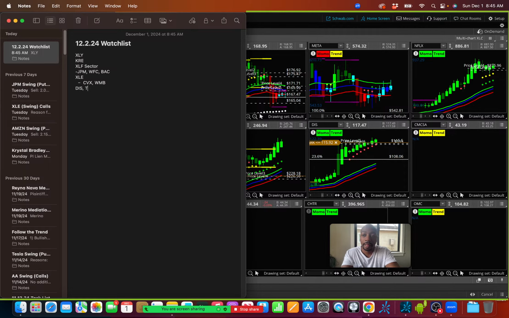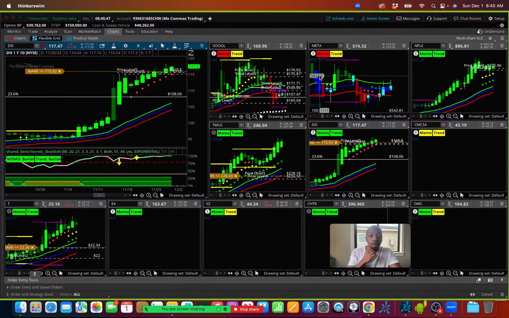Because the options are more affordable and I like the trends. And Netflix too, but I've shown you previously how expensive the options are, and I don't know if there's any liquidity on the put side for me to sell a spread on Netflix. So inside of XLC, I love Disney and I love AT&T next week.